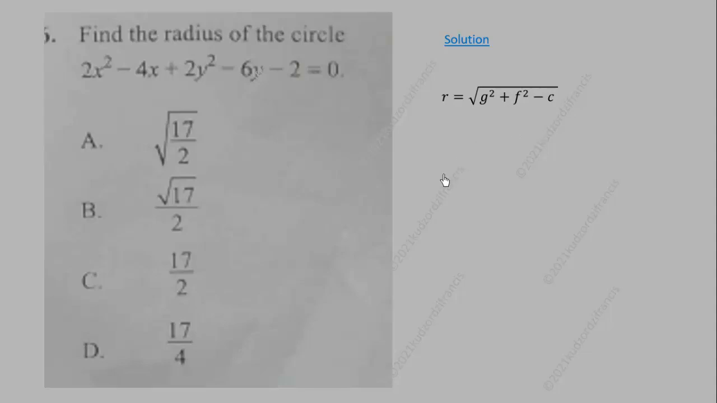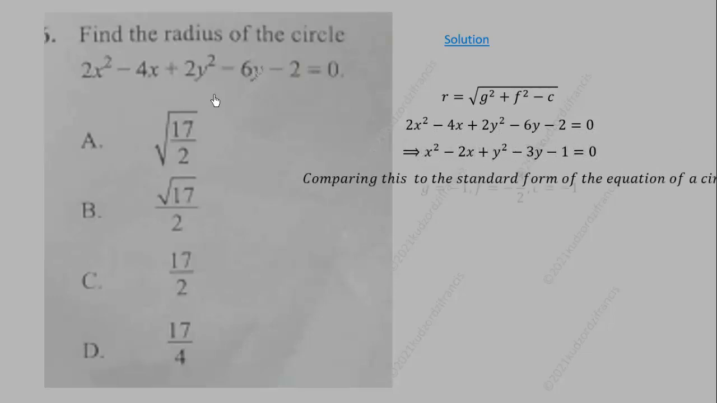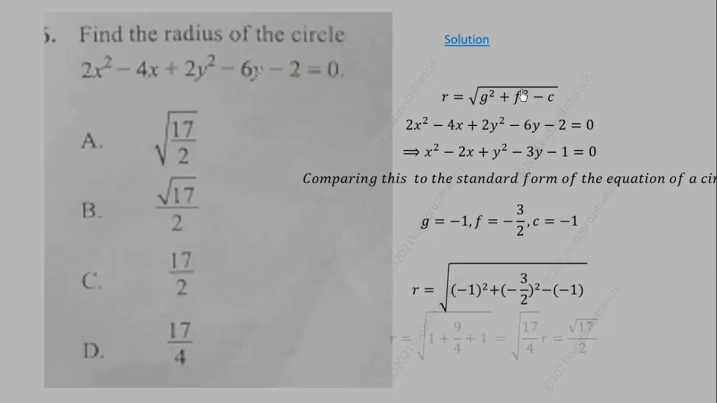The g is found by comparing the general equation to the given equation. When you do that, you see that g is negative 1, f is negative 3 over 2, and c is equal to negative 1. So we just substitute these values into this, and that will give us the radius to be square root of 17 over 2.